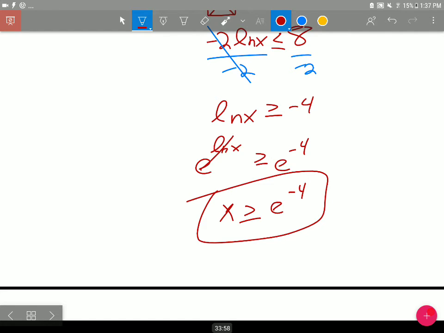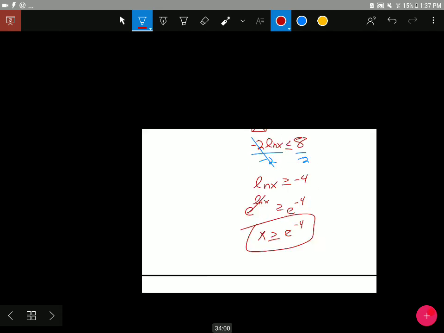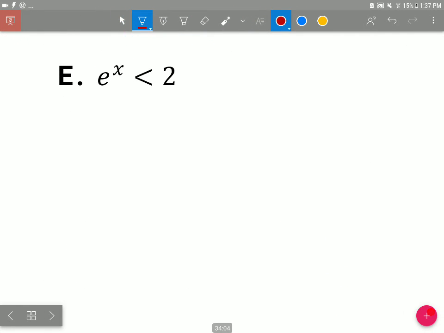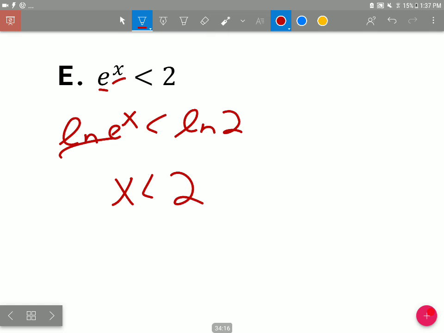And E, F, and G, they're more of the same. They really are. Okay, so for E, am I going to put these to a log or to an exponent? A log. Yes, sir. So ln of e to the x, ln of 2, x is less than ln 2. They're all like this. It's just one similar example to the other. All right?